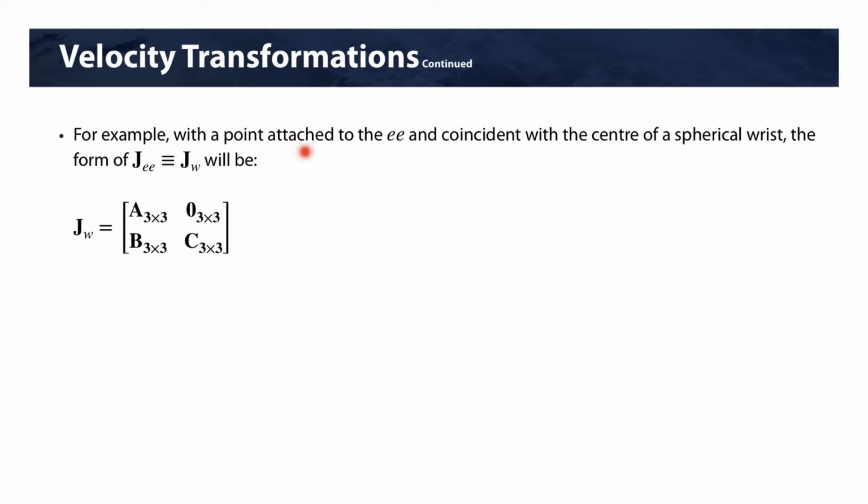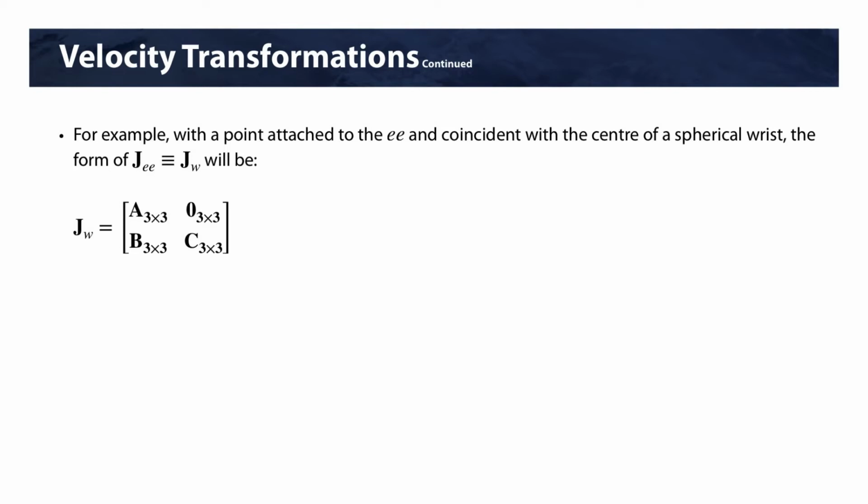Suppose we take a point attached to our end effector and make it coincident with the center of our spherical wrist. So it's a point on the end effector, but it's located at our wrist center. So the Jacobian of our end effector is equivalent to the Jacobian of the wrist. If you were to work out that Jacobian, you would get a Jacobian of this form, where you have this 3 by 3 matrix of zeros. This would make calculation of your Jacobian a lot simpler.